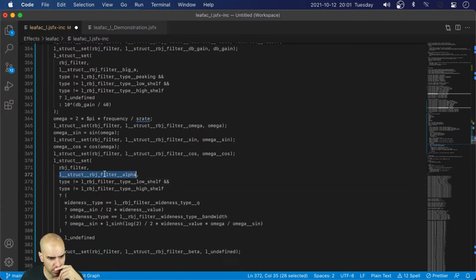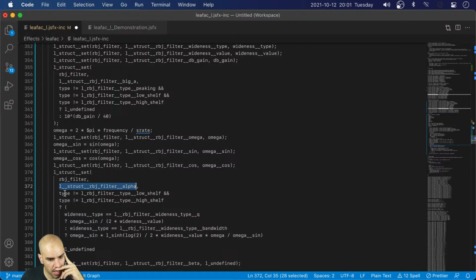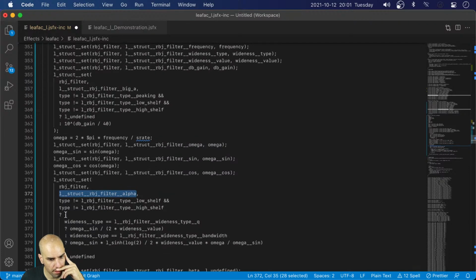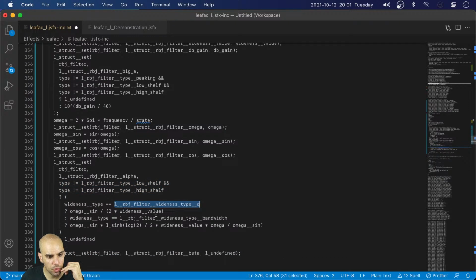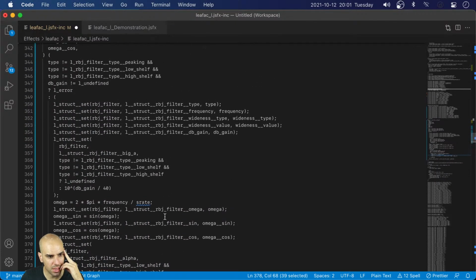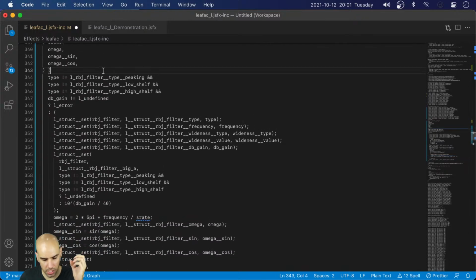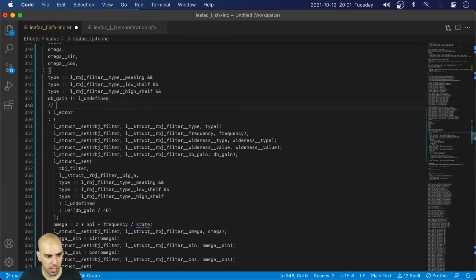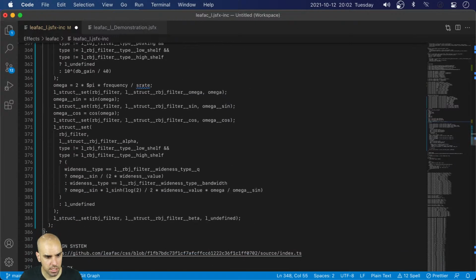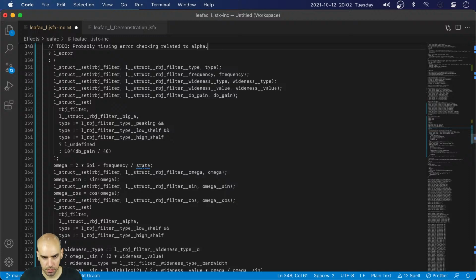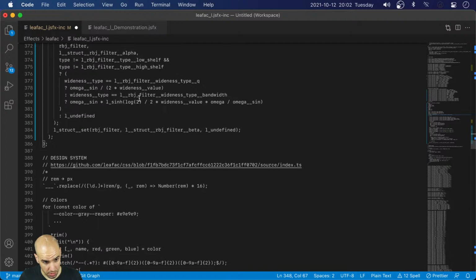So we are computing the alpha. And to compute the alpha, we only compute the alpha under this condition. And then the Q and the bandwidth need to be set appropriately. So I think I need to do some error checking over here. I think I'm missing some error checking to do. Probably missing error checking related to alpha. And beta. I'm sure that beta will have a similar story.